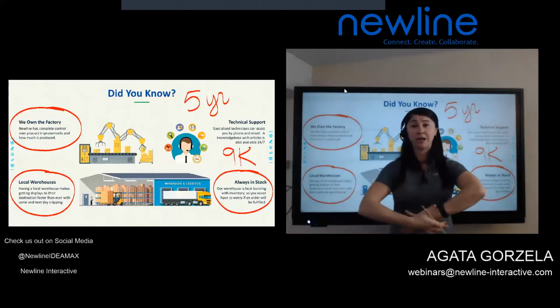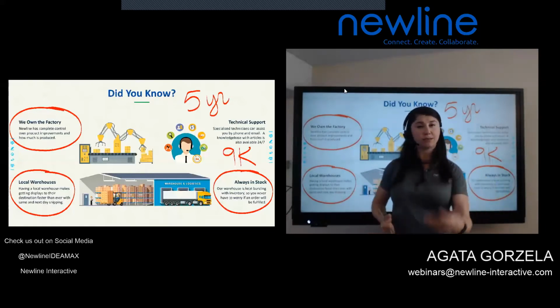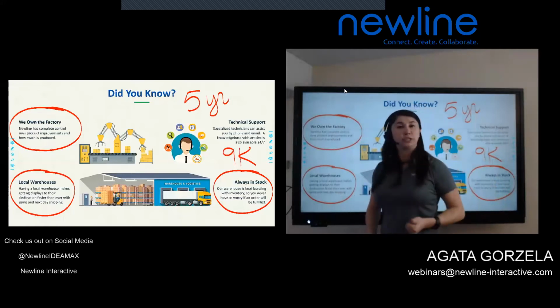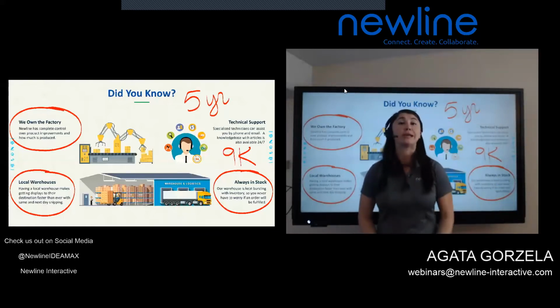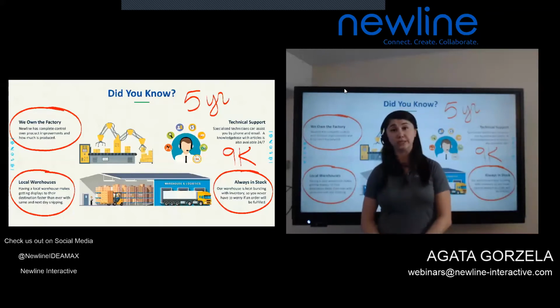So for education, we do a standard 5 years, and what that means is if something happens to your display in the classroom and you give us a call and we deem that display defective, we will ship you a brand new unit. It is not an open box unit. It is not a refurbished unit. It is a brand new unit. We will ship you that brand new display.